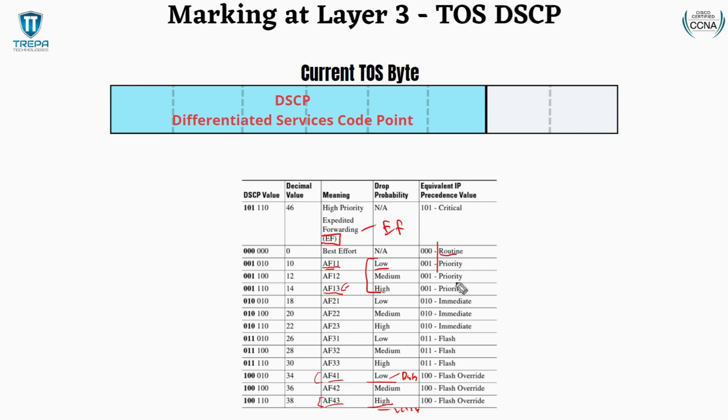So AF11 is all priority. AF10s, 11 through 13, is priority. AF21 through 23 is immediate. 31 through 33 is flash, meaning immediate, like it's even more immediate than immediate. Do it. And then flash override, meaning this traffic needs to be sent at the highest of priorities. And then EF means critical, essentially saying that, hey, this is critical traffic that needs to happen for our network to stay up or for business to be conducted.